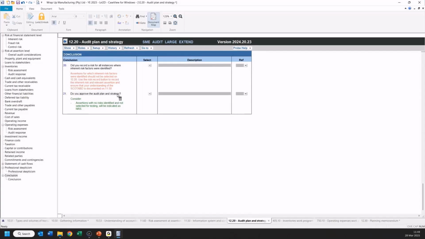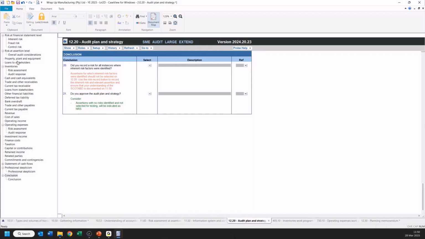All these places where it currently shows risks of material misstatement, where there actually are no risks, that is just a calculation in the background. I want to hide that. Okay, that's plain English for us. The fancy probe English says, assertions with no risks identified and not selected for testing will be indicated as NRS.